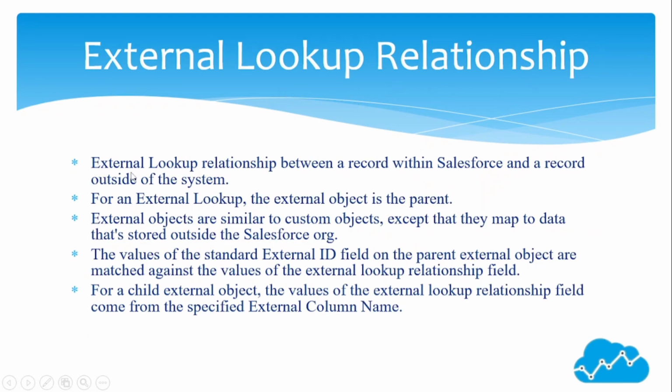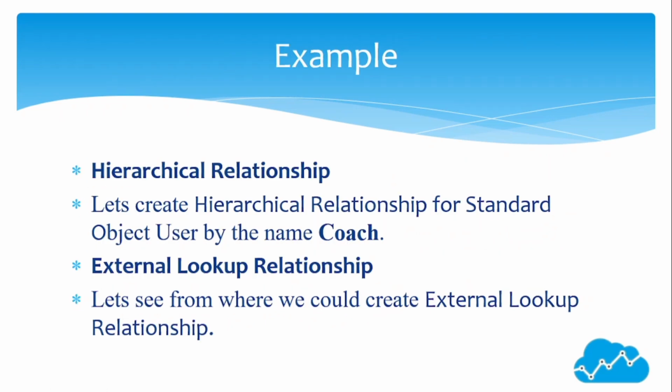External lookup relationship. External lookup relationship is between a record within Salesforce and a record outside of the system. For an external lookup, the external object is the parent. External objects are similar to custom objects except that they map to data that's stored outside the system. The values of the standard external ID field on the parent external object are matched against the values of the external lookup relationship field. For a child external object, the values of the external lookup relationship field come from the specified external column name.